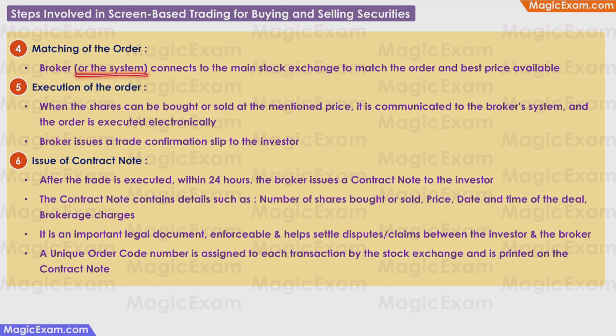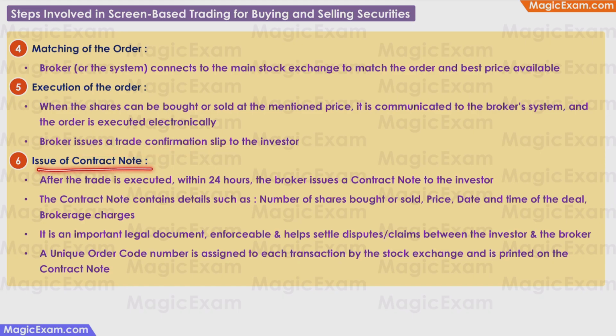Based on the order details, the next step is matching of the order. The broker or the broker system connects to the main stock exchange to match the buy or the sell order and the best price available in the market. Next comes the execution of the order. When the shares can be bought or sold at the price that the investor has mentioned, then it is communicated to the broker system and the order is executed electronically. The broker then issues a trade confirmation slip to the investor.